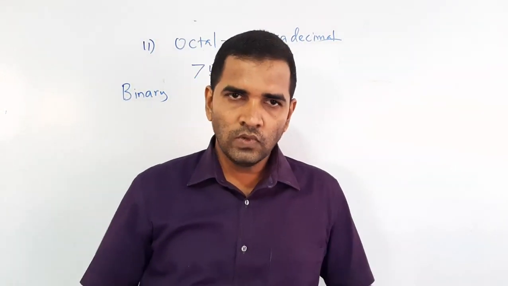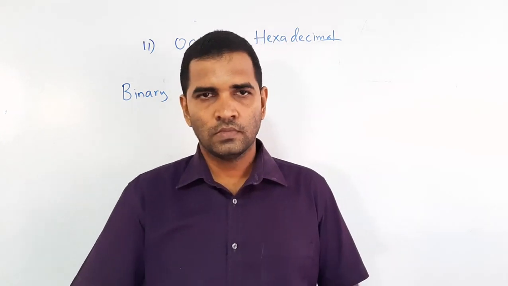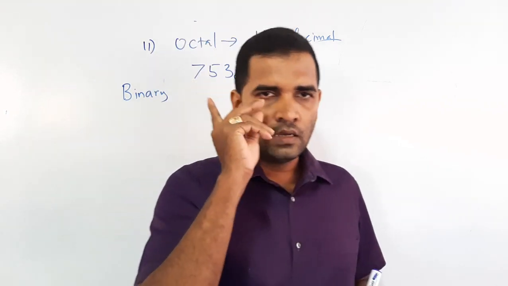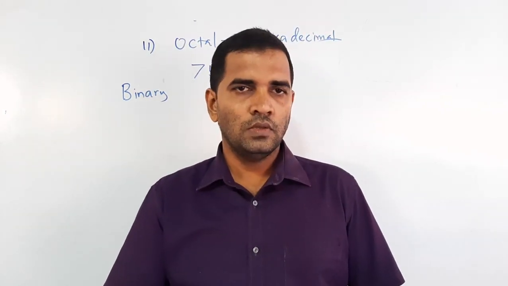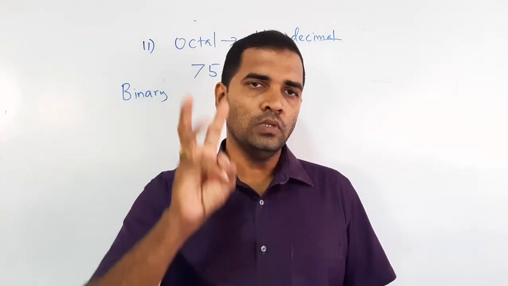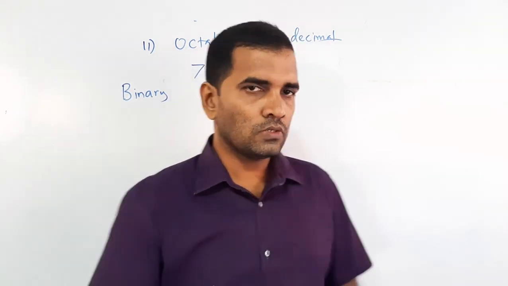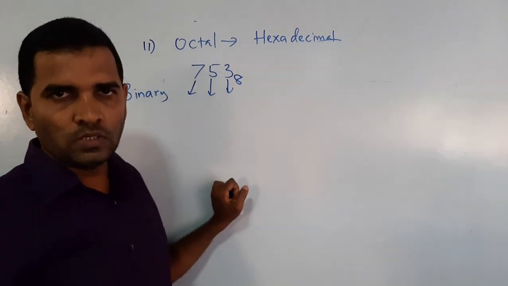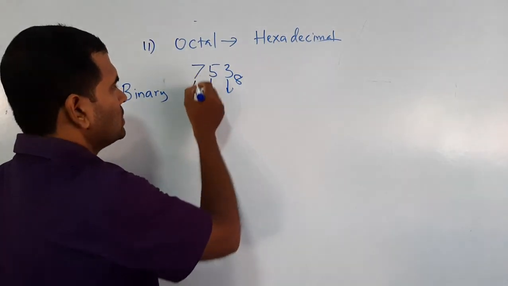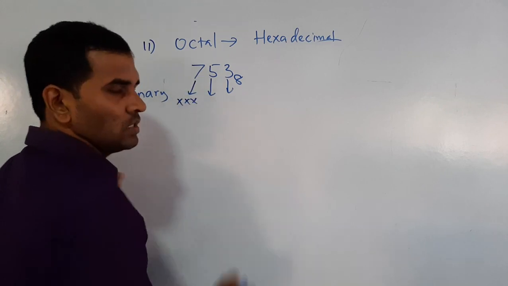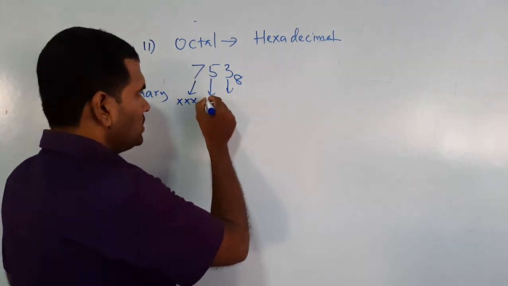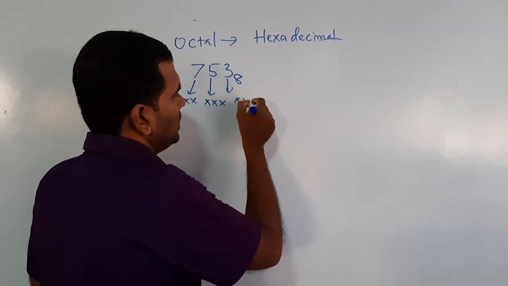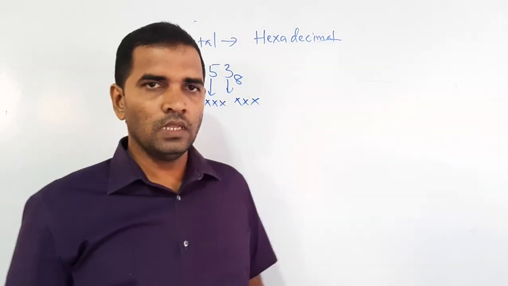Whenever you are working with octal and binary, you must remember that connection, you must remember the relationship. To represent one octal digit, you need how many bits? You need 3 binary digits, right? So now look here, each and every letter is an octal digit, right? So this 7 has to be represented by 3 binary digits. Similarly, this 5 should have 3 binary digits. This 3 also should have 3 binary digits. So let's find them.